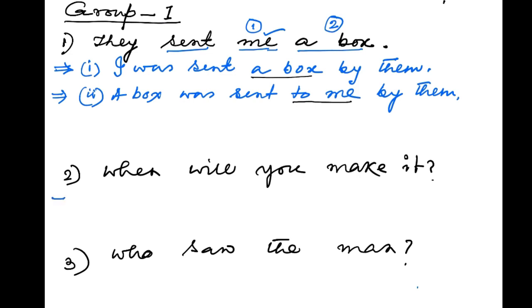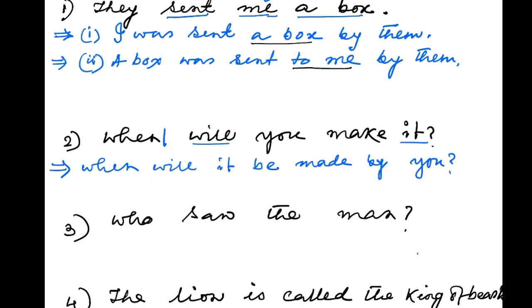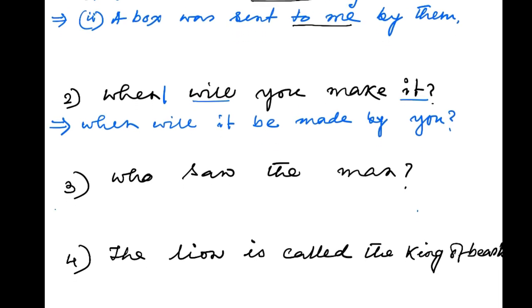Now come to the second sentence, okay? When will you make it? So it's an interrogative sentence, you know. So it will begin with when, and this is the object, and this is will. You'll get will. When will it? It is future indefinite tense, so you'll get one be. When will it be? The past participle of the verb. When will it be made? By you. When will it be made by you? Okay. Now your answer is also correct, I think.